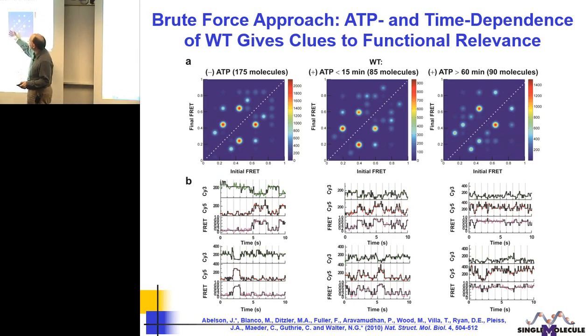What we could observe mostly is that when we left out ATP, we got a certain number of states. When we added ATP, it shifted a little bit more to lower FRET states, and when we waited for a longer period of time, at which splicing occurs in this experiment, you see more in the high FRET regime, okay? But it's limited in observation.